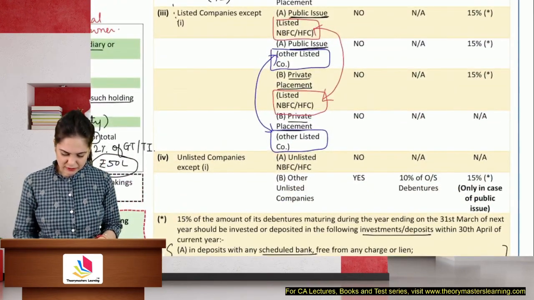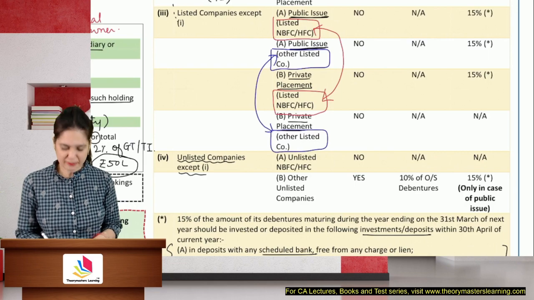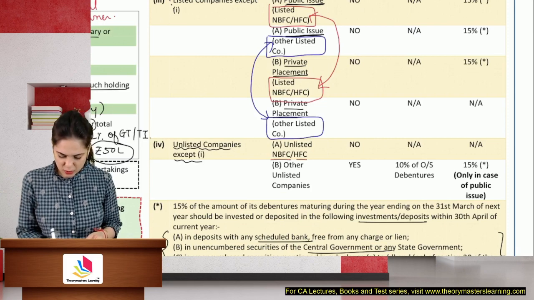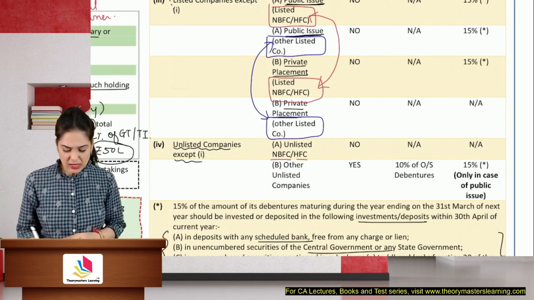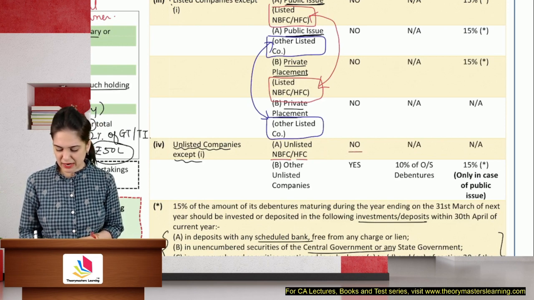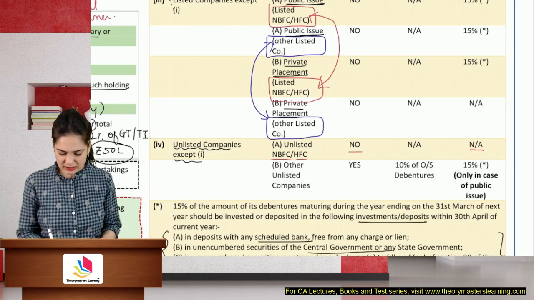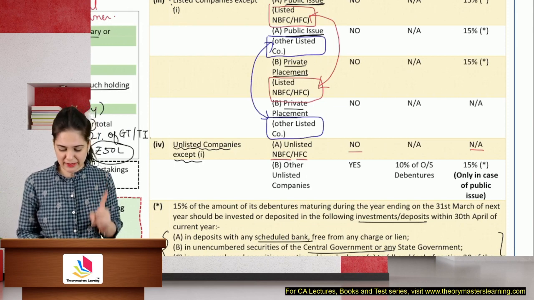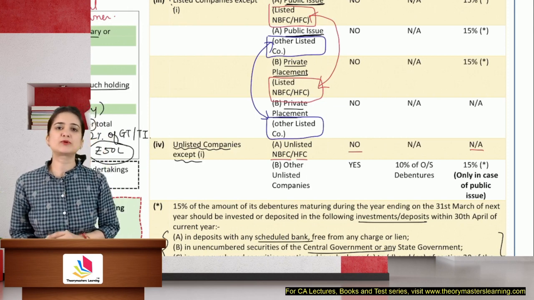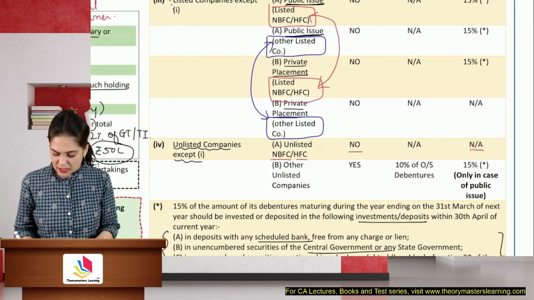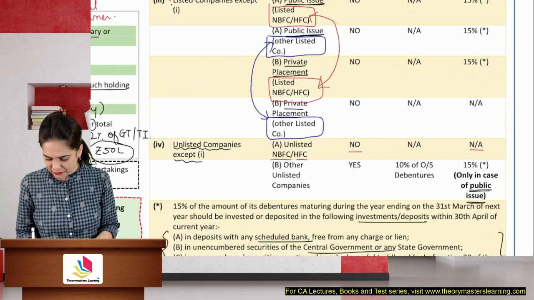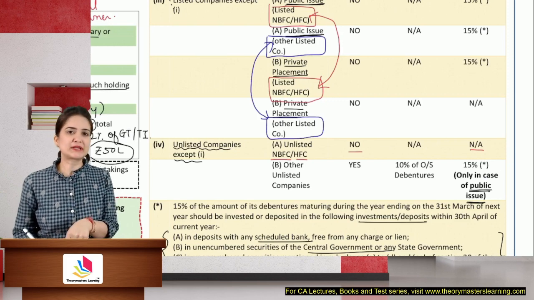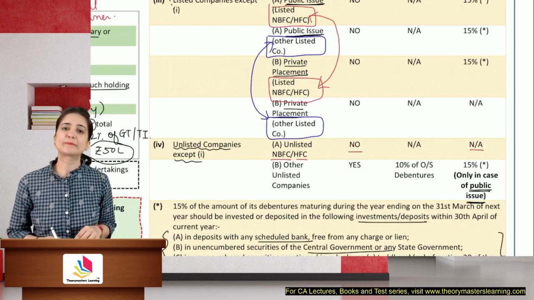Now, in case of unlisted companies, except the one stated above, that is All India Financial Institution, if you are an unlisted NBFC or HFC, then no, you are not required to create DRR and DRF. But any other unlisted company other than above, yes, you need to create DRR, which will be 10% of the outstanding debentures. This is just a reserve. You also need to create 15% DRF, but that is only when you go for public issue. No DRF is required by these unlisted companies if they are offering securities through private placement.